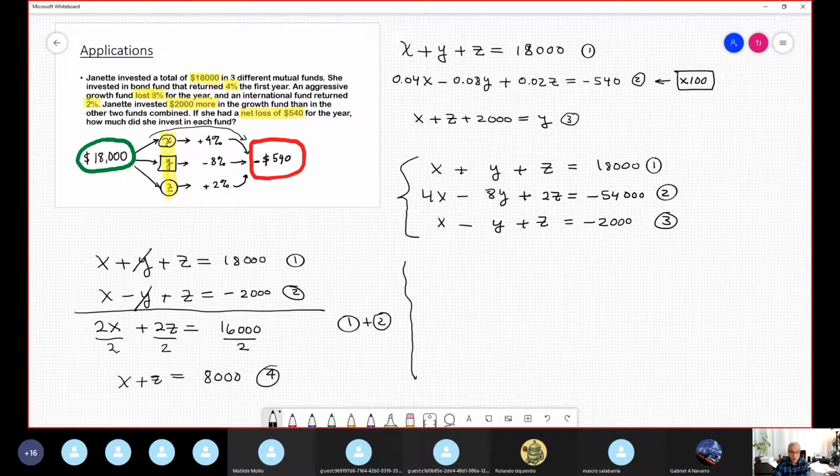Now I pair, I put together two equations. Equation 1 and equation 2, maybe. I copy again. X plus y plus z equal 18,000. Equation 1 again, I rewrite. But equation 2 now, okay, is 4x.